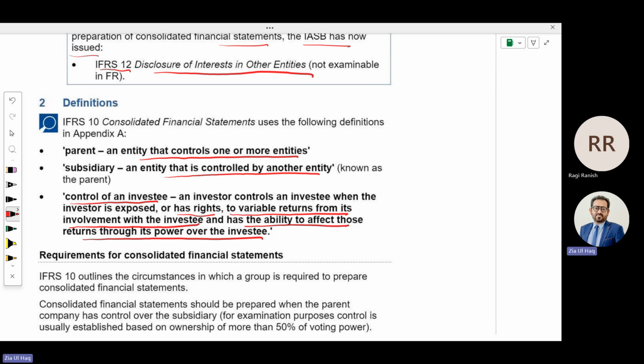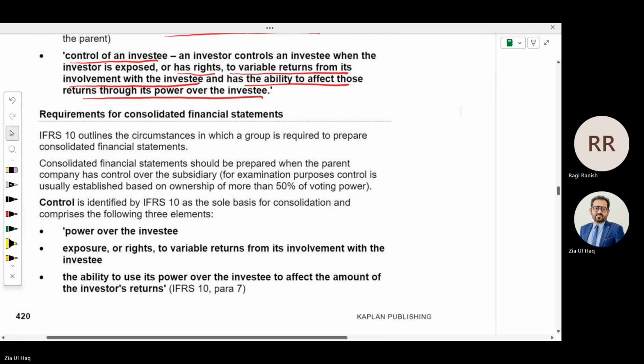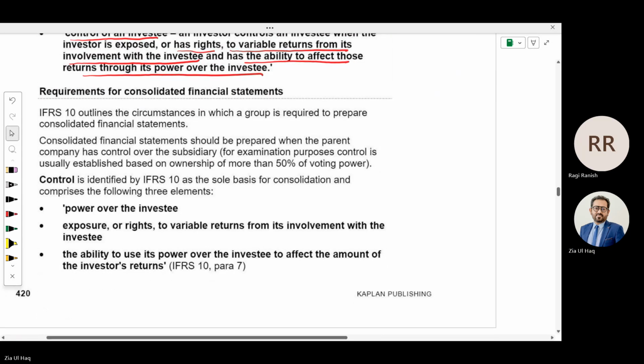Meaning he will receive return and he can influence return through his power. Control is defined by IFRS 10 as the sole basis for consolidation. Meaning if you have control, you will prepare consolidated financial statements. If there is no control, you will not prepare consolidated financial statements. And it comprises the following three elements.